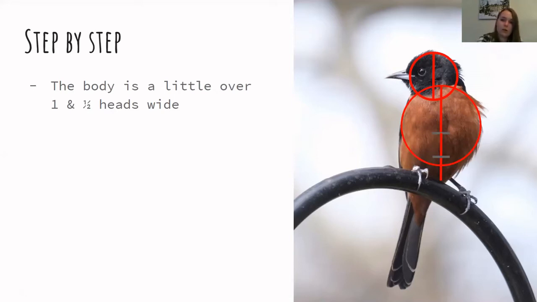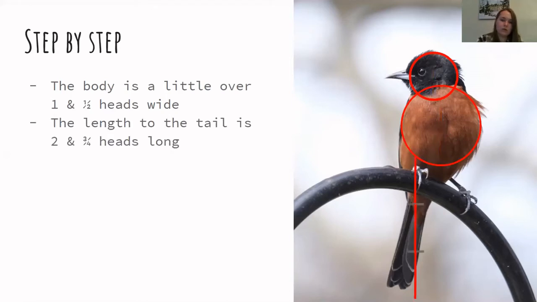Okay, so went from there. So I got the length of the tail to be 2 3/4 heads long. So take that to your drawing, and we're going to mark out the length, and then draw the line.